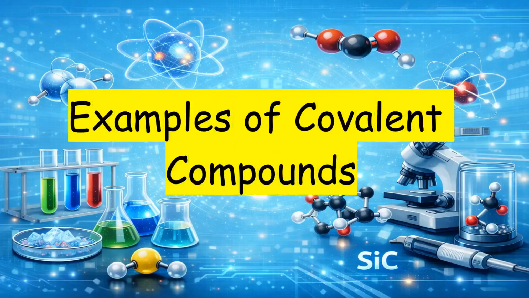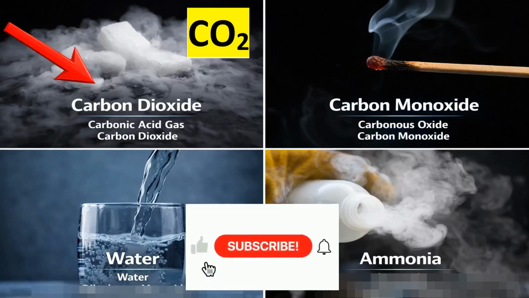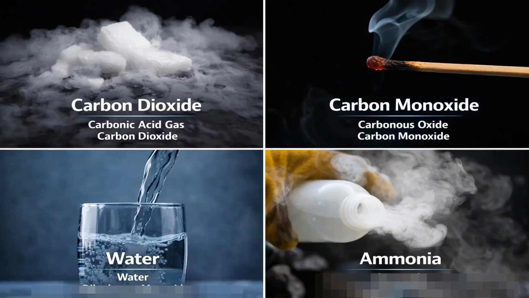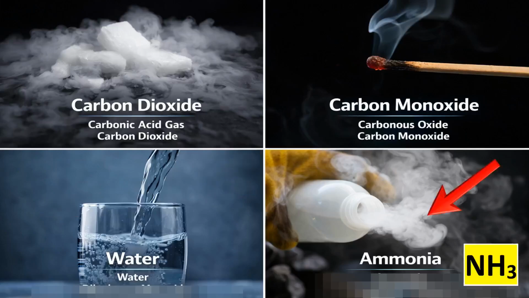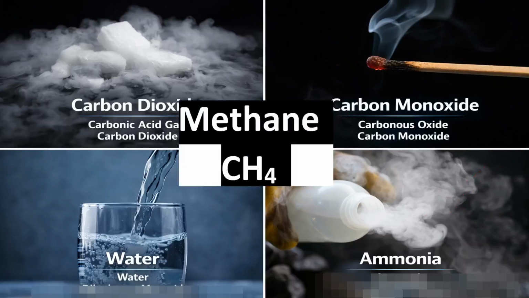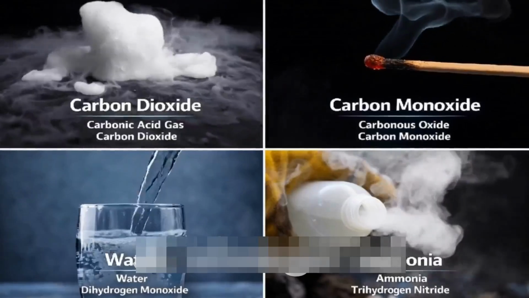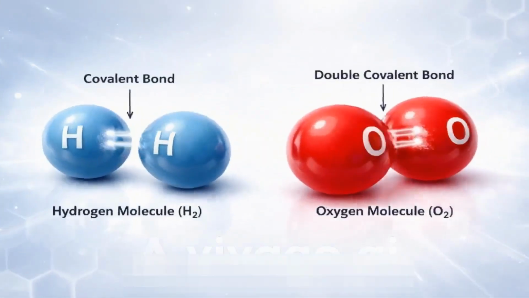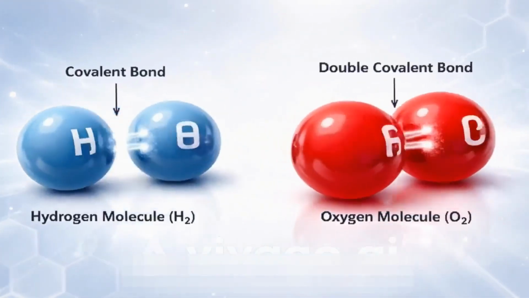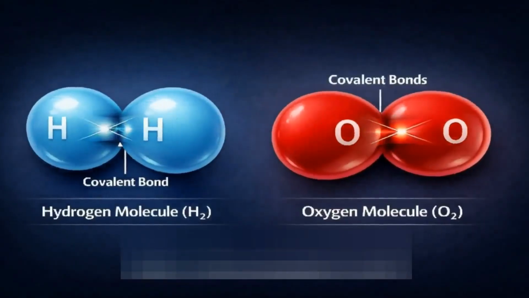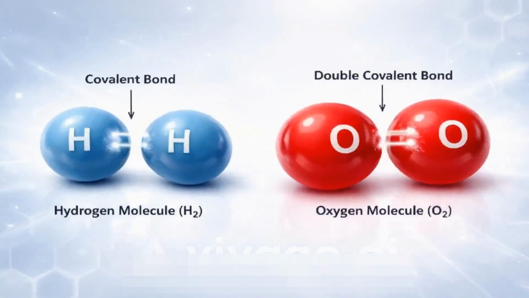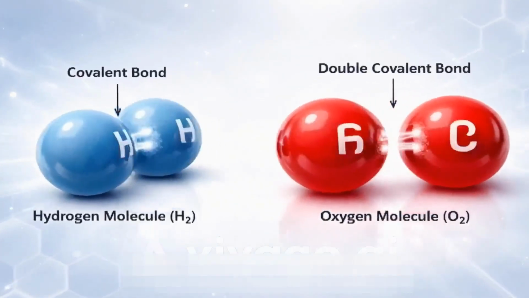Examples of covalent compounds are carbon dioxide, CO2, carbon monoxide, CO, water, H2O, ammonia, NH3, and methane, CH4. Molecules such as hydrogen, H2, and oxygen, O2, also consist of covalent bonds because there is a sharing of electrons between the atoms.